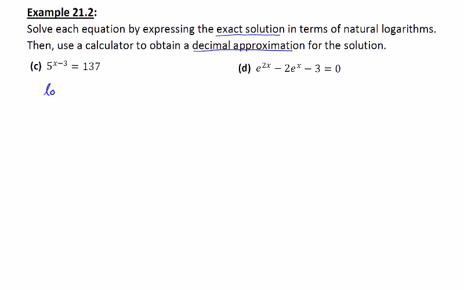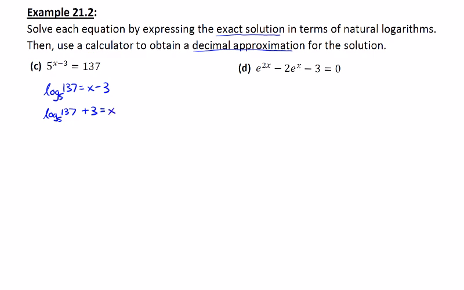So I'll start with writing log. The base is 5. The argument will be 137, and it's all equal to the exponent of x minus 3. Now to get x by itself, I would add 3 to both sides. I'd get log base 5 of 137 plus 3 is all equal to x.